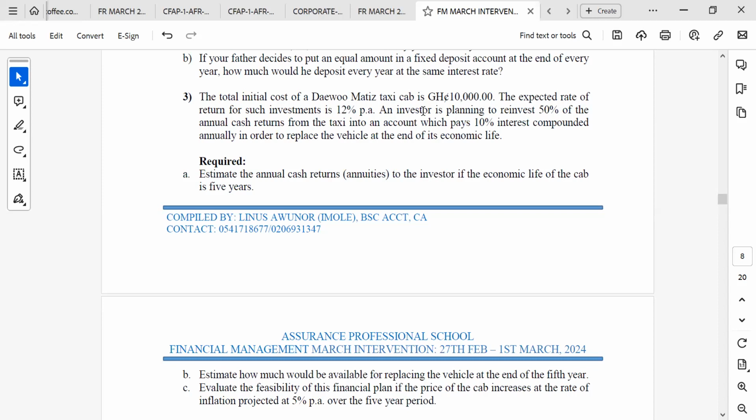Required: A. Estimate the annual cash returns, that's the annuities, to the investor if the economic life of the cab is 5 years. B. Estimate how much would be available for replacing the vehicle at the end of the 5th year. C. Evaluate the feasibility of the financial plan if the price of the cab increases at a rate of inflation projected at 5% per annum over the 5-year period.